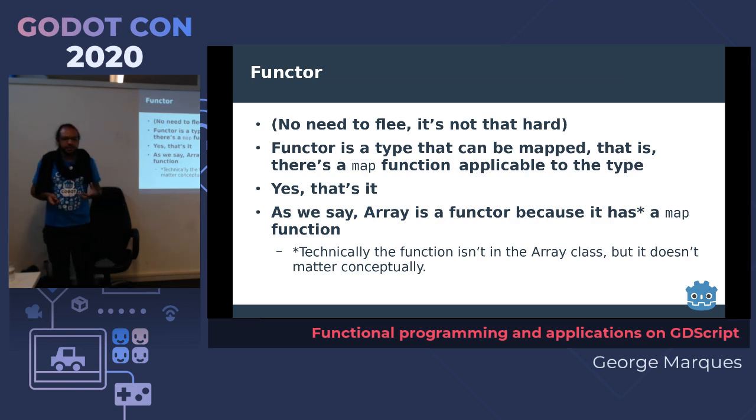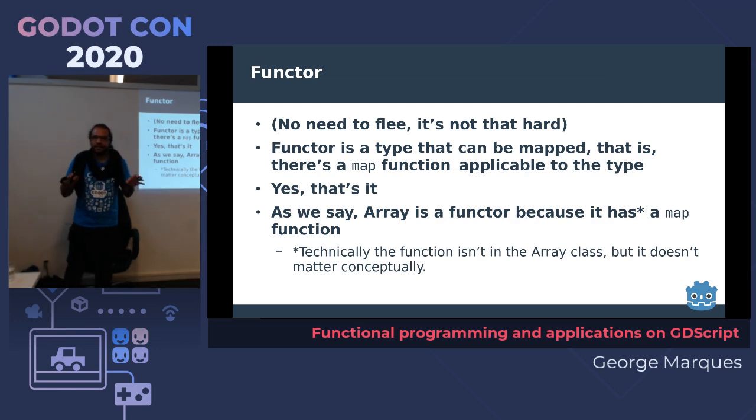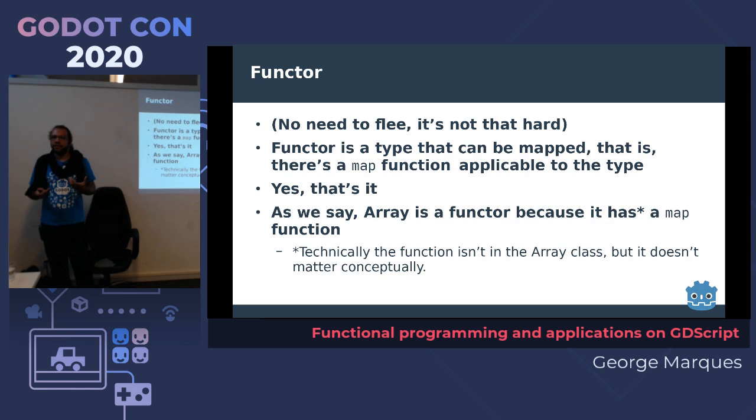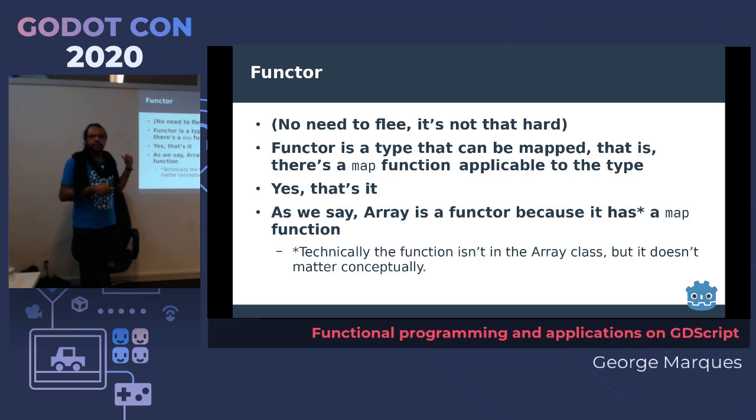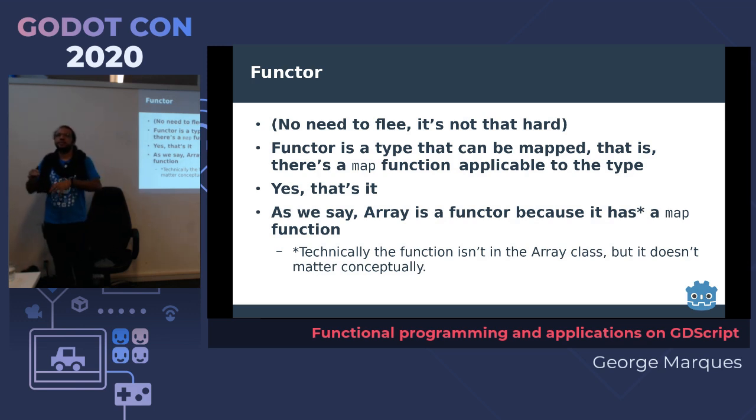A functor is a type that can be mapped, and that's it. If you have a type and you have a map function that can be applied to that type, then that type is a functor. So we say that the array is a functor, because as we just saw, you can make a map function for array, and it makes sense. So that's it. Array is a functor. I mean, there's a lot of category theory, because a functor is actually a map between one category and another, but that doesn't really matter for what you're doing now.